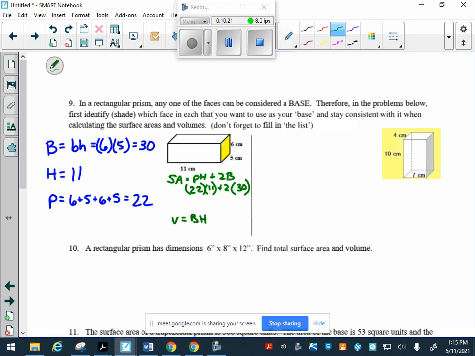All right, so 22 times 11 is 242. Plus 2 times 30 is 60. Make sure you calculate those separately, pH first, and then plus 2B, and then add them together. So 302 square centimeters for surface area. And for volume, we're going to do 30 times 11, which is 330 cubic centimeters.